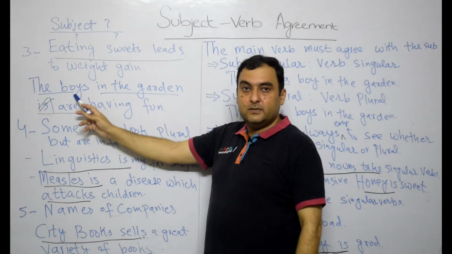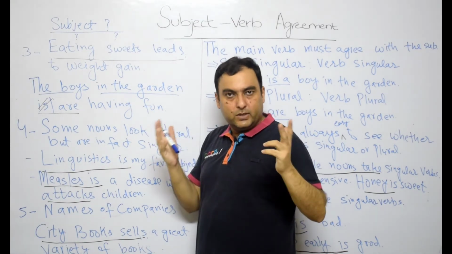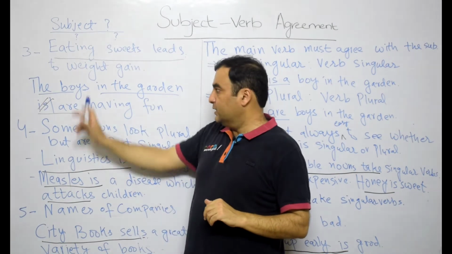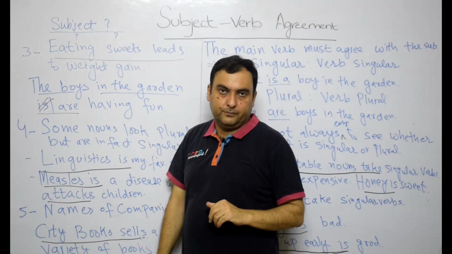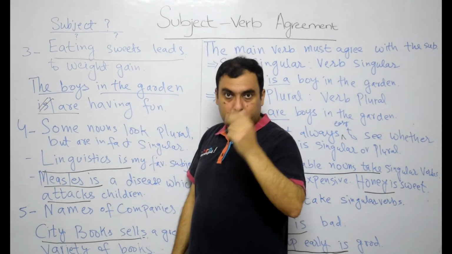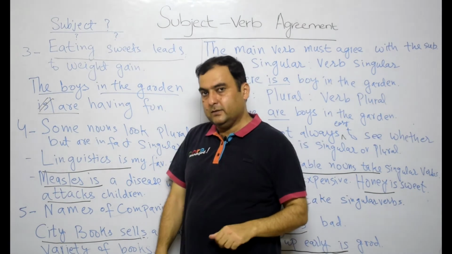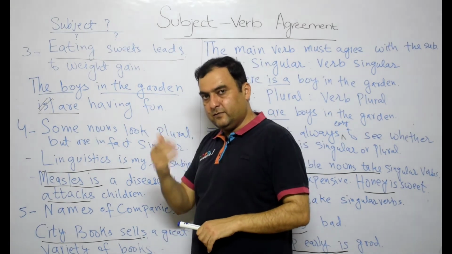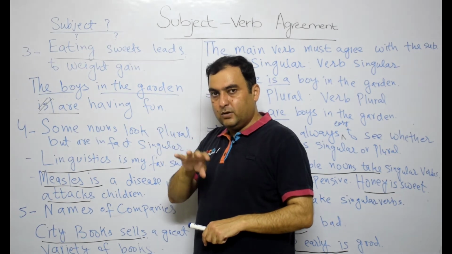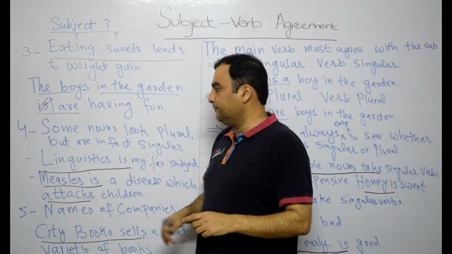The next example is the boys in the garden. So we have the boys and then we have the garden. So what is the subject? Well, the subject is the boys. So it should be the boys are, right? Not in the garden. So the boys in the garden are having fun, for example. So that's the third tricky situation where it's a bit difficult to see what the subject is. Is it singular or plural, and the verb must be according to that subject.